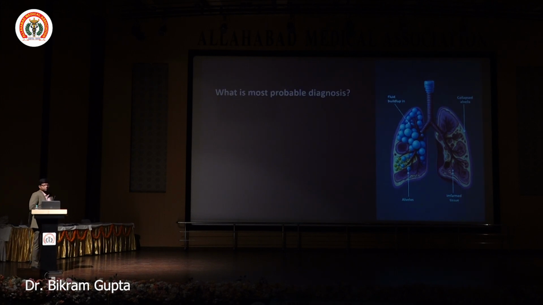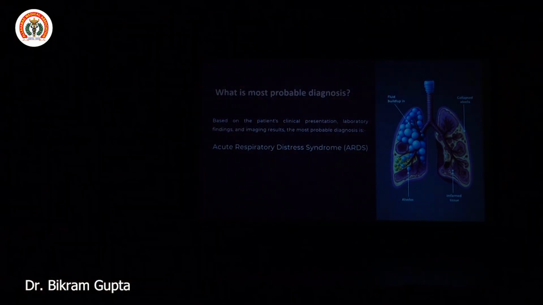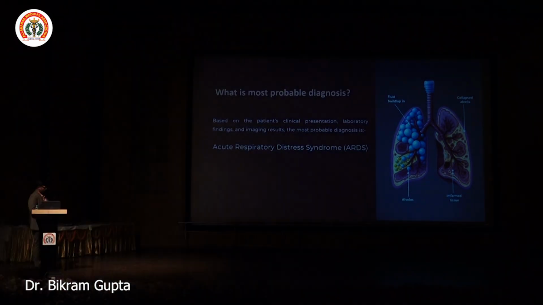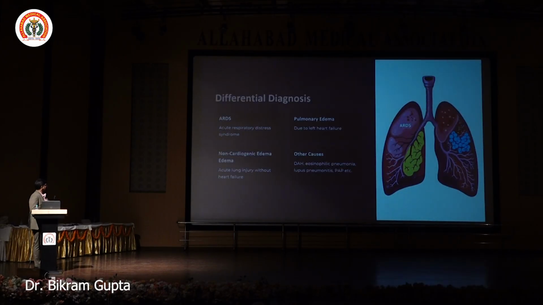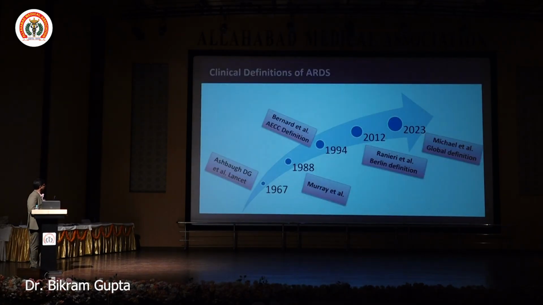On the basis of the clinical history and tests, and after ruling out pulmonary edema with bedside 2D echo, lung ultrasound and chest X-ray findings, the most probable diagnosis is acute respiratory distress syndrome. The differential diagnoses of ARDS include pulmonary edema, non-cardiogenic edema, and other causes like diffuse alveolar hemorrhage, eosinophilic pneumonia, lupus pneumonitis, and so on.